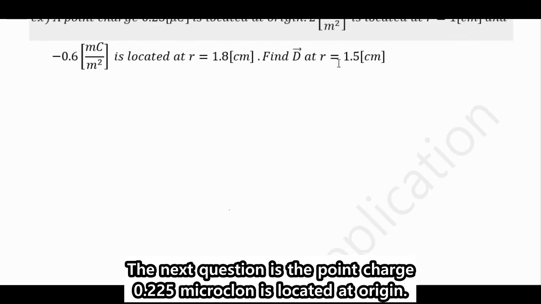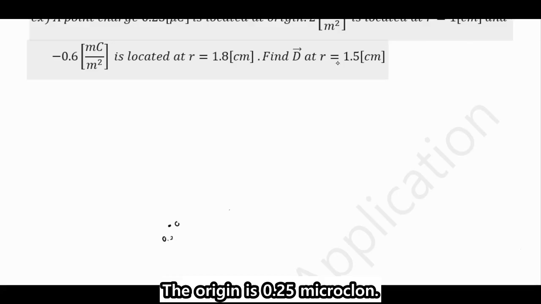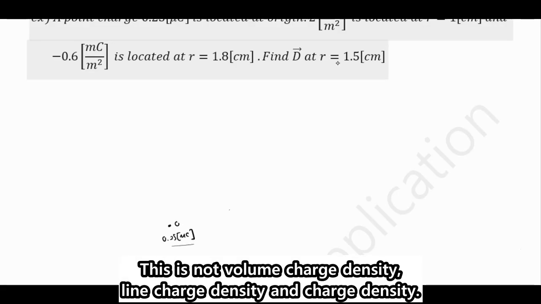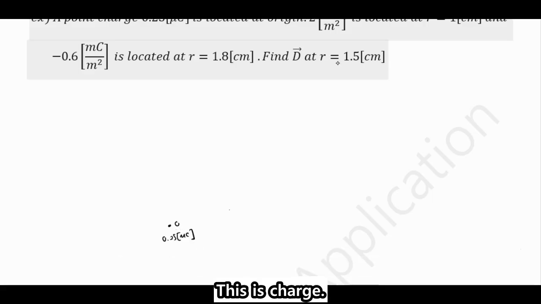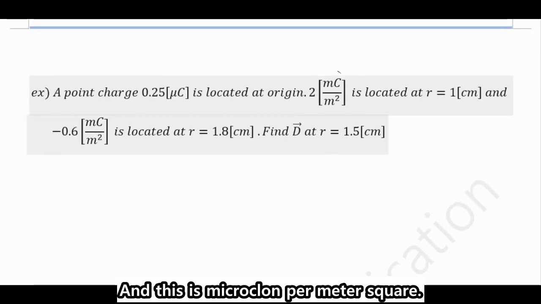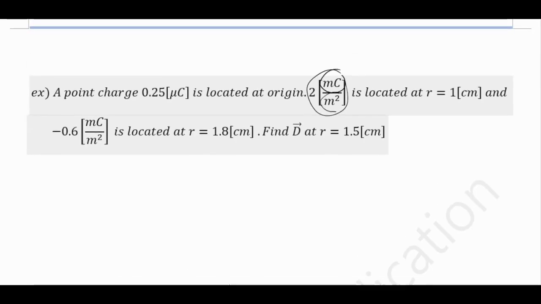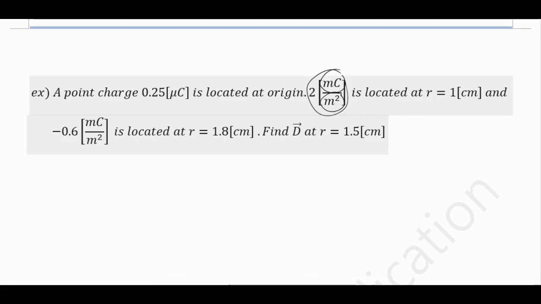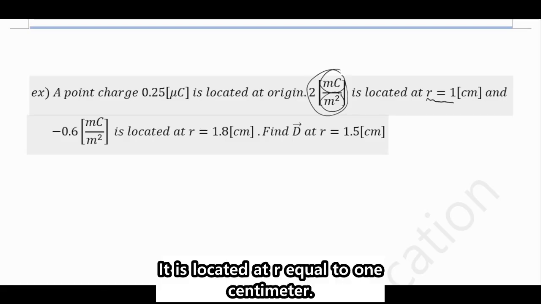The next question is the point charge. 0.25 microcoulomb is located at the origin. This is charge quantity. This is not volume charge density, line charge density, or charge density, this is charge. And this is millicoulomb per meter square, the surface charge density. It's located at r equal 1 centimeter.